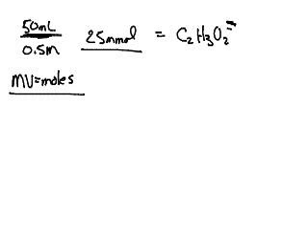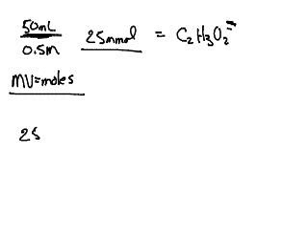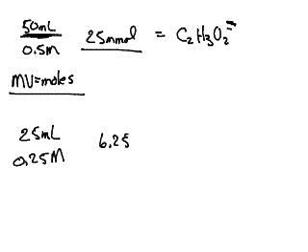Now the other question: what was the other chemical I had? Acetic acid, and you have 25 milliliters of 0.25 molar. So I have 25 milliliters of 0.25 molar, and this is the acetic acid. That's 6.25 millimoles of the acetic acid.